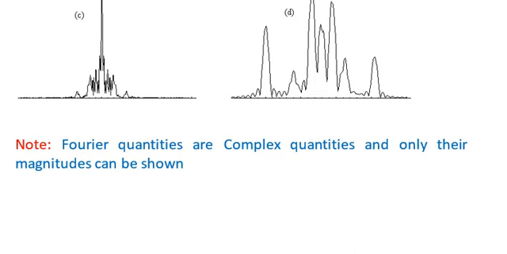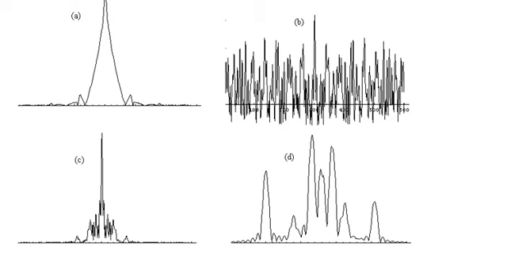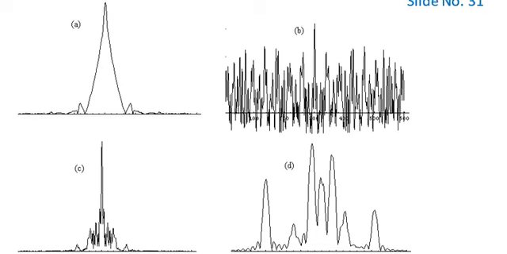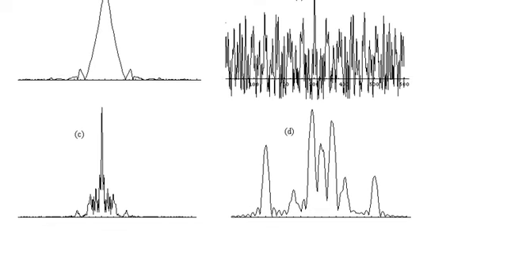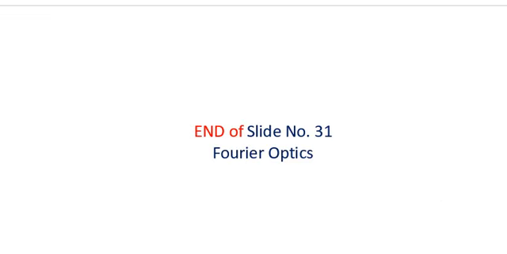And here we have noted that the Fourier quantities are complex quantities and only their magnitudes can be shown. That's why we have shown the absolute square of those quantities in this diagram. That is, in this diagram all the quantities we have shown are the absolute values of the Fourier transforms. So we can compute the convolution either through the space domain variables or through the Fourier space domain variables, and we have demonstrated that both results will be identical to each other. So this is the end of slide number 31.